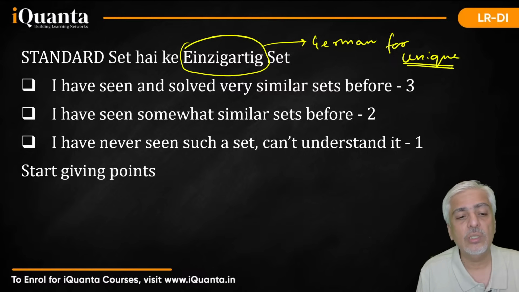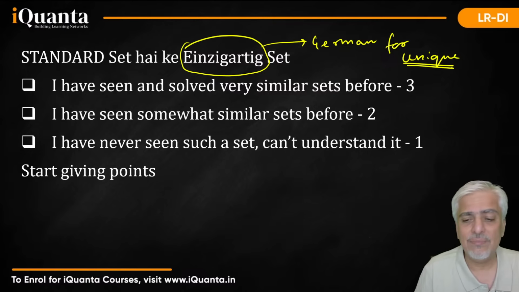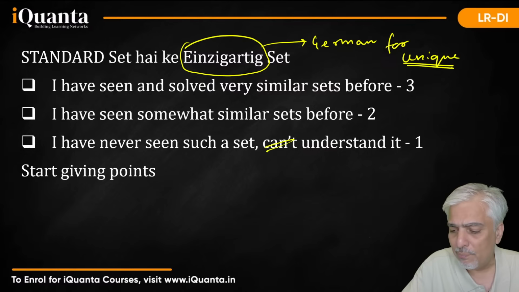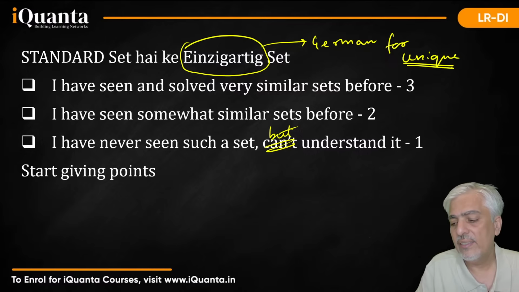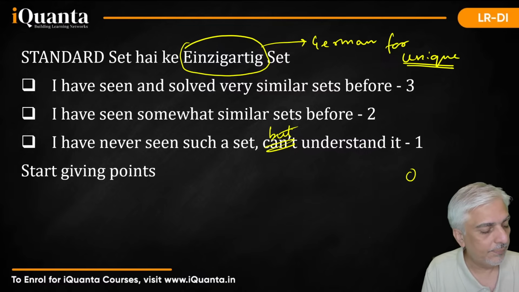I have seen somewhat similar sets, I give it 2 points. I have never seen a set, but understand what they are trying to say, then I give it 1 point. And if I have never seen it and I cannot understand it also, I'll give 0 points.